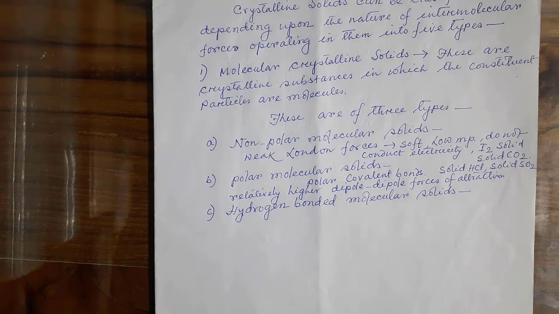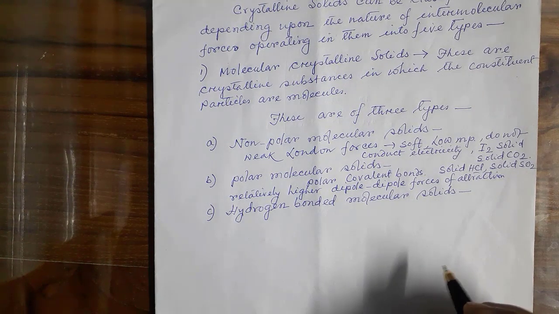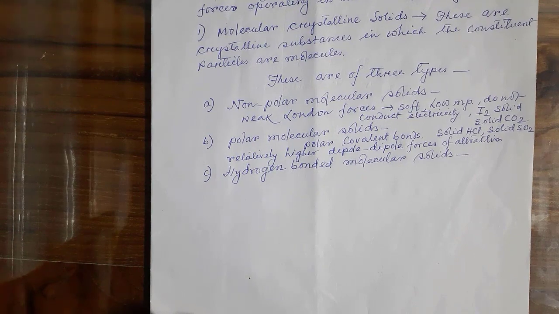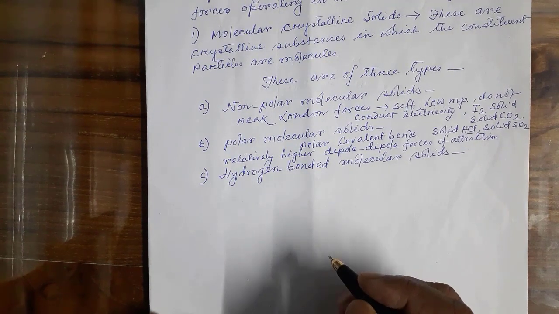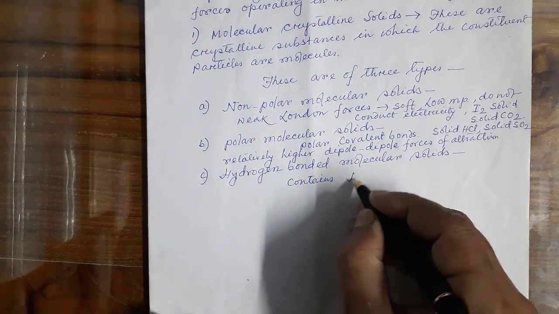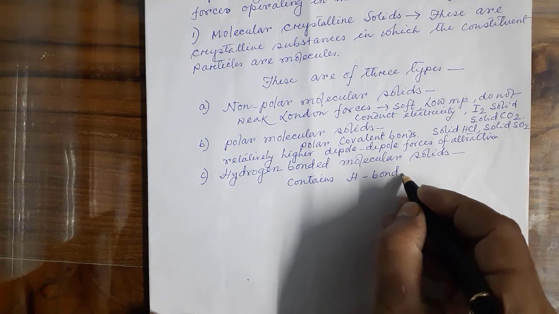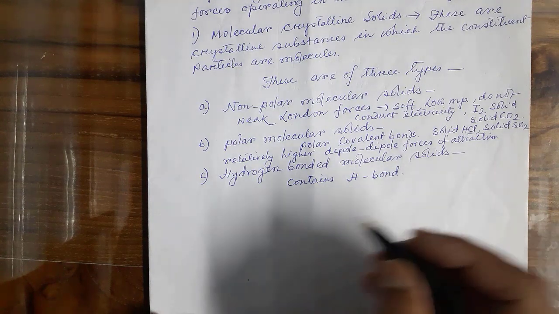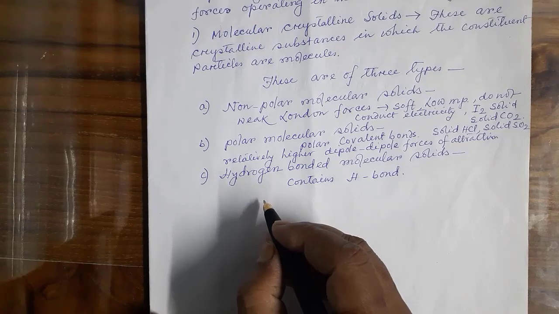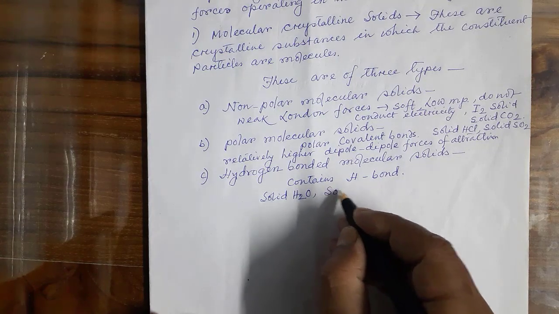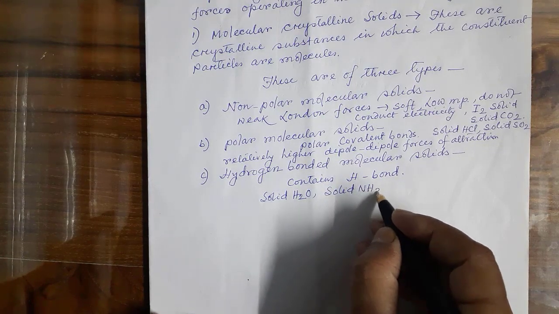Next one is hydrogen bonded molecular crystalline solid. In hydrogen bonded molecular solids, the molecules of such solid contain hydrogen bond. The examples of hydrogen bonded molecular solids are solid H2O, solid NH3, etc.